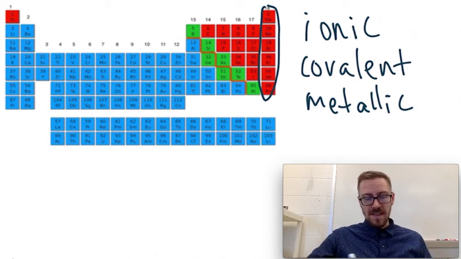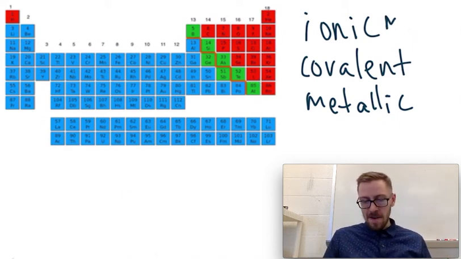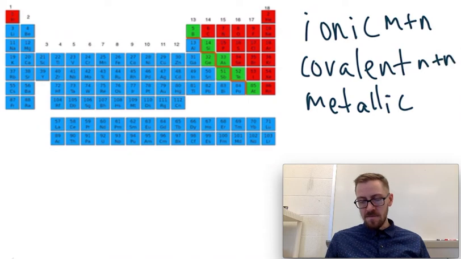So one more time to recap. Ionic are a metal and a non-metal. Covalent are a non-metal and a non-metal. And metallic are a metal and a metal.